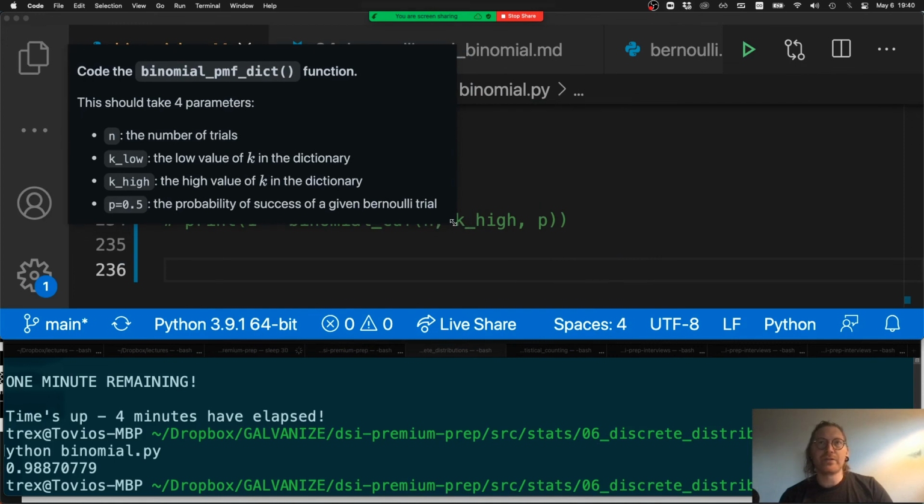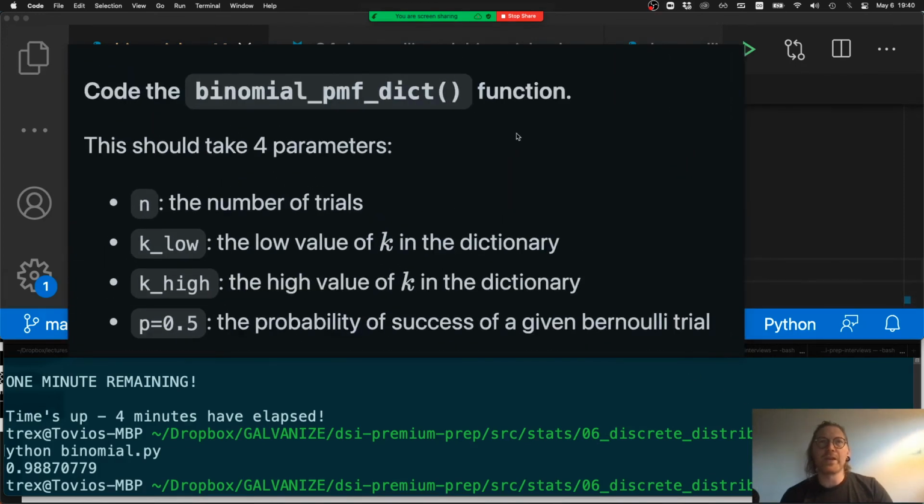And I'll just pull this up here while I'm explaining it. So, binomial PMF dictionary, all right? The function will have four parameters.